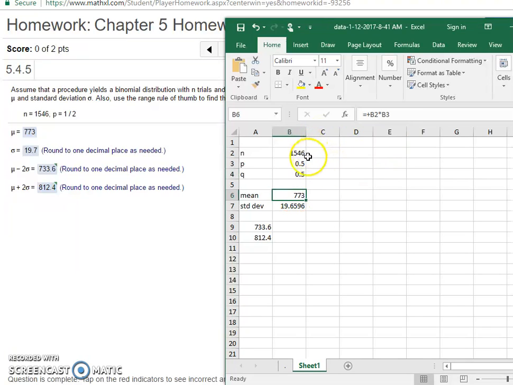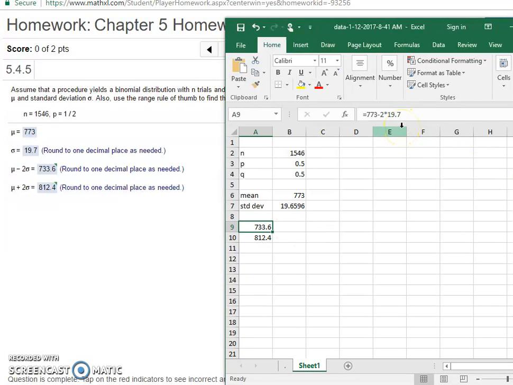The mean, you're going to multiply 1,546 times 0.5 and get 773. So that's my solution for the mean. That mu looks like it's a Greek M, so that stands for mean. Standard deviation, the square root. You can either use your square root button on your calculator after you multiply n times p times q, or you can use equals SQRT, open parentheses, in Excel in order to get the square root. So I get 19.6596, but they want 1 decimal place, so that's going to round to 19.7, because to the right of that 6 is a 5, so that 6 becomes a 7.